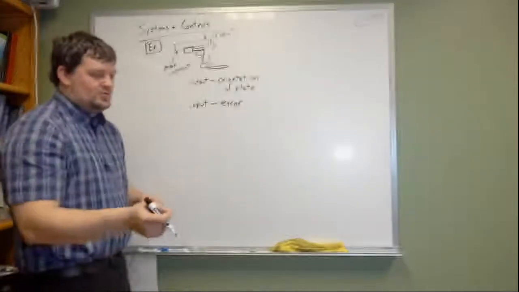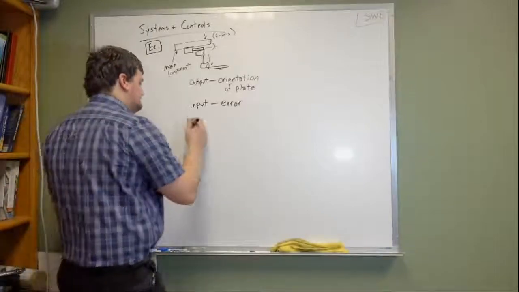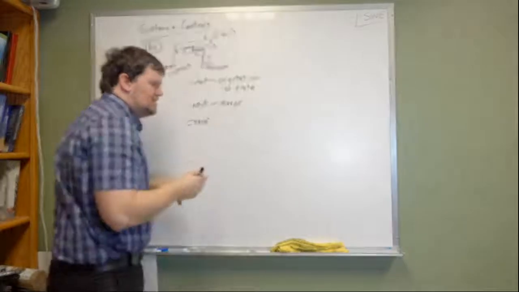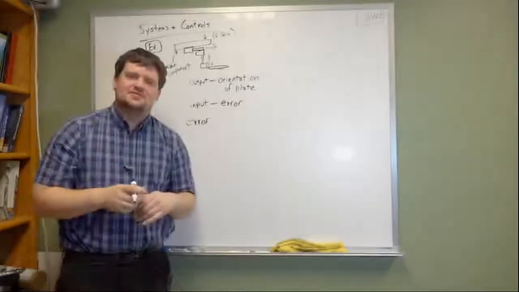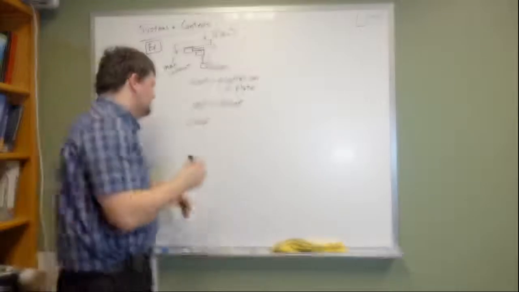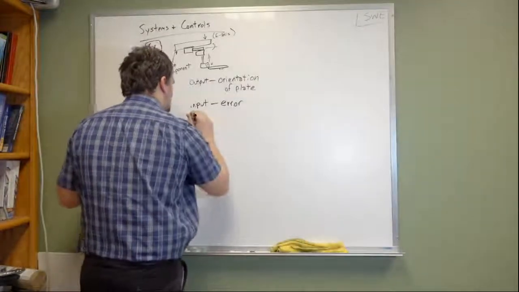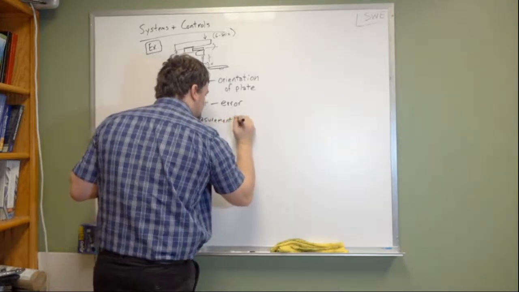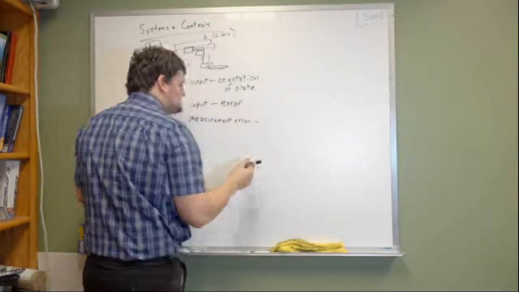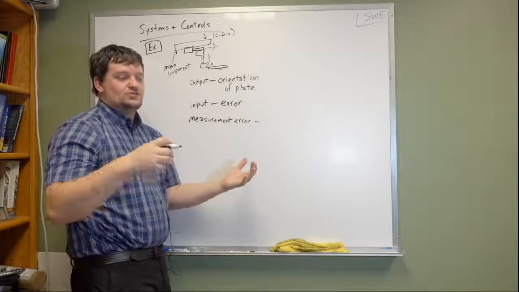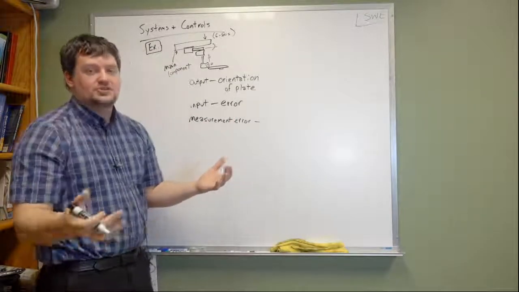Now, before we move forward, let's define error. In systems and controls, different classes have different definitions of error. In a measurement, when it comes to a measurement error, this is something like, what is the actual state versus what is the measured state?